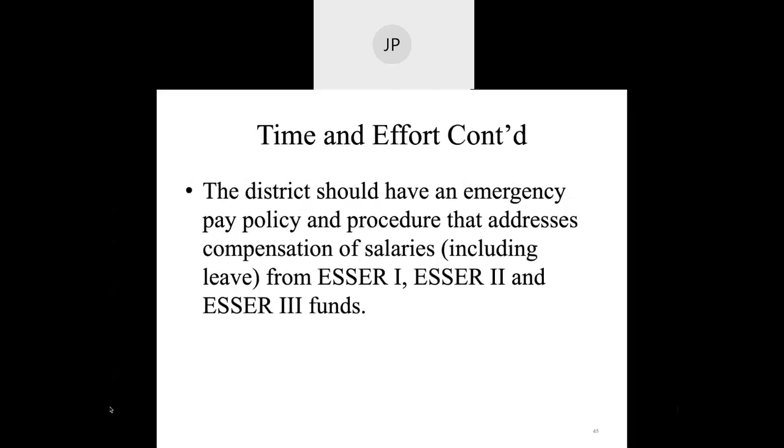Each district should have a procedure in place that will address how you compensate employees during emergency situations. So if you haven't had a chance to develop it as we went through and awarded funds for ESSER 2, please make sure that you go back and create an emergency pay plan procedure to account for what was happening as you were attempting to keep people on payroll during this pandemic.